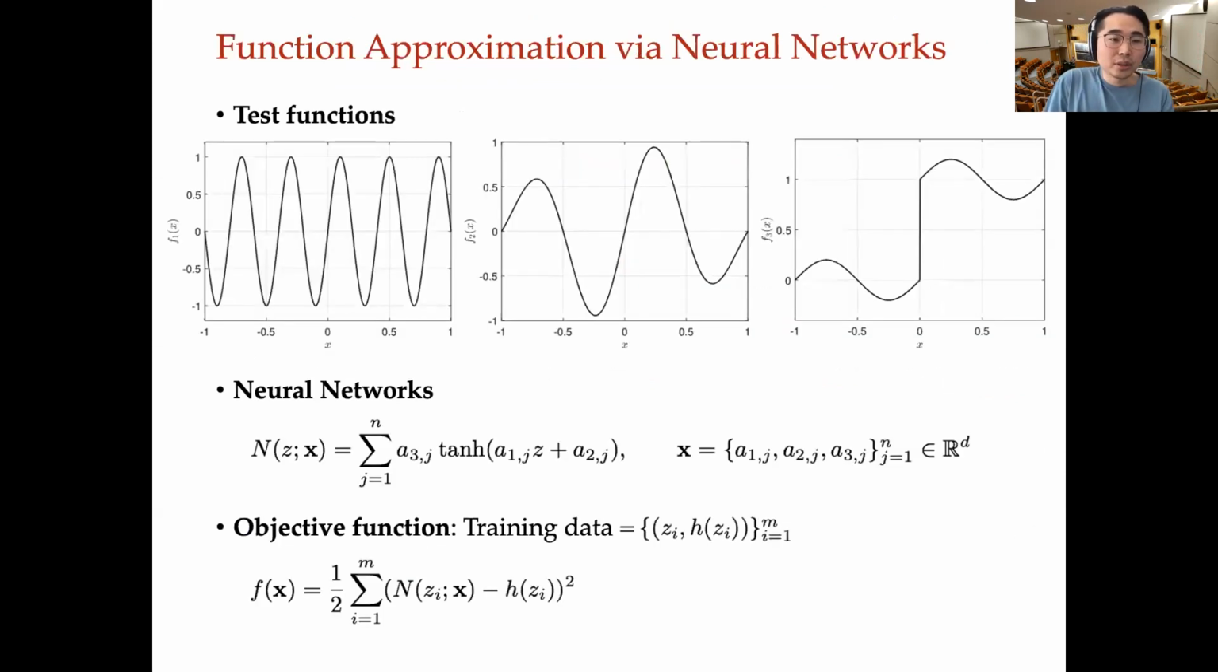Okay, let me continue. So this is a function approximation example. We consider three test functions: an oscillating function, a smooth function, and a discontinuous function. And we consider a two-layer neural network with the tanh activation function, so that the number of parameters is 3 times n. So from an optimization perspective, this is a high-dimensional problem. And we are just minimizing the square loss.